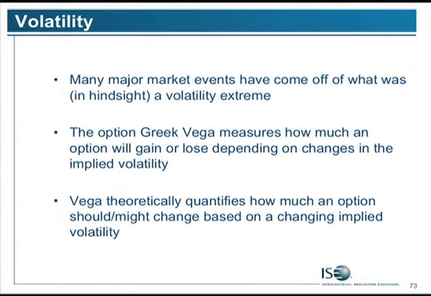Many major market events have come off what was, in hindsight, a volatility extreme. The way to measure how much exposure you might have to volatility is what are called the option Greeks, but specifically Vega. Vega theoretically quantifies how much an option should or might change based on changing implied volatility.